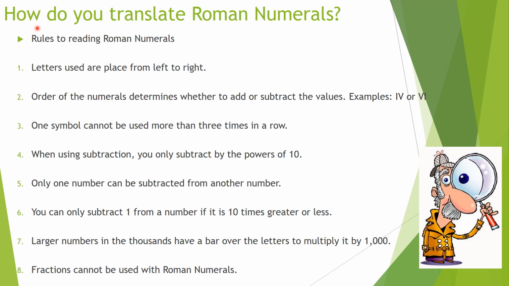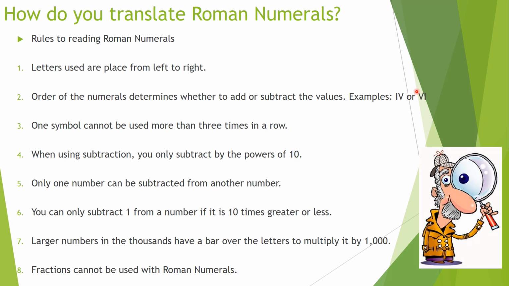Alright, how do you translate Roman numerals? Before you start translating Roman numerals, there are rules to follow when reading Roman numerals. The first rule is letters are used in place from left to right, and so basically as you read normally, you follow from the left letter to the right letter. And then the order of the numerals determines whether to add or subtract the value.